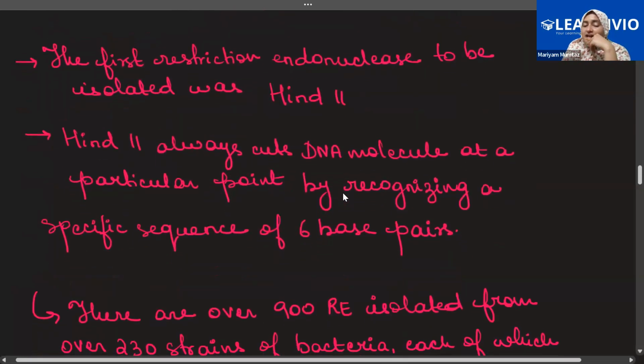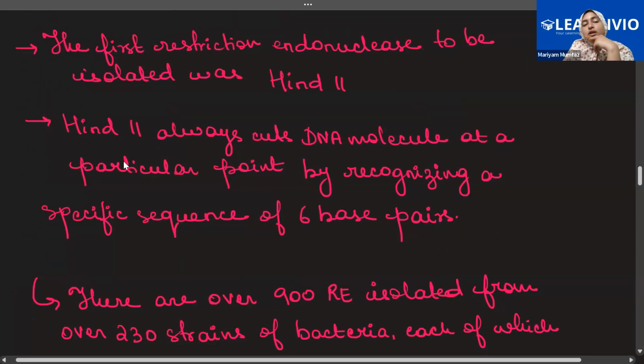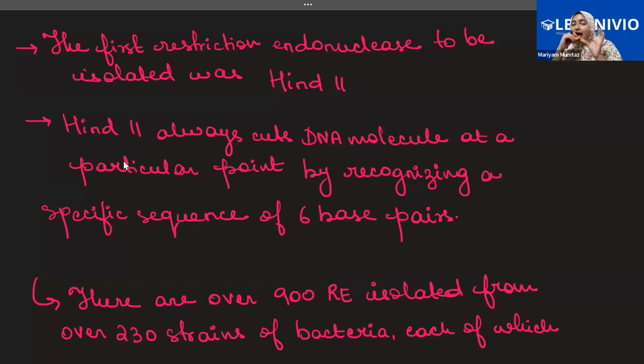Now, what does it do and how does it actually cut the DNA? So Hind 2 cuts the DNA molecule at a particular site. I mean, if you take a DNA and you add Hind 2, it doesn't mean that it will cut the DNA from everywhere. No. Hind 2 usually cuts the DNA at a particular point. And how does it do that? It cuts at a particular point by recognizing a specific sequence of 6 base pairs. So Hind 2 goes to the area that has that specific 6 base pair sequence, attaches over there, and then breaks the bond. So remember one thing, students, that there are so many different kinds of restriction enzymes.